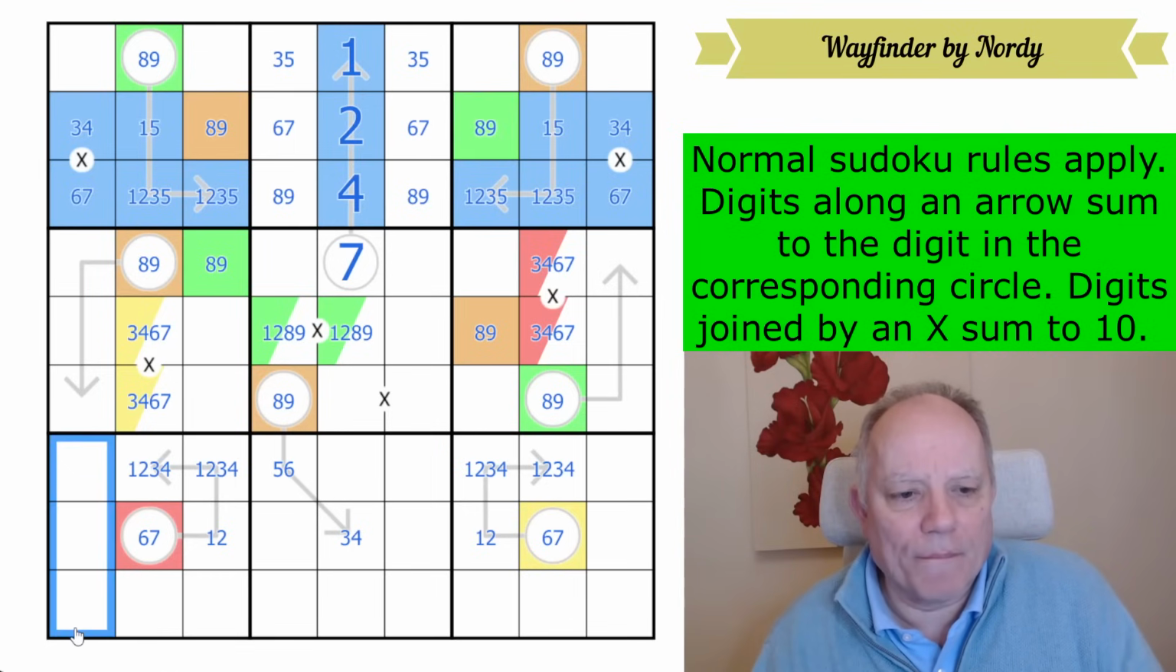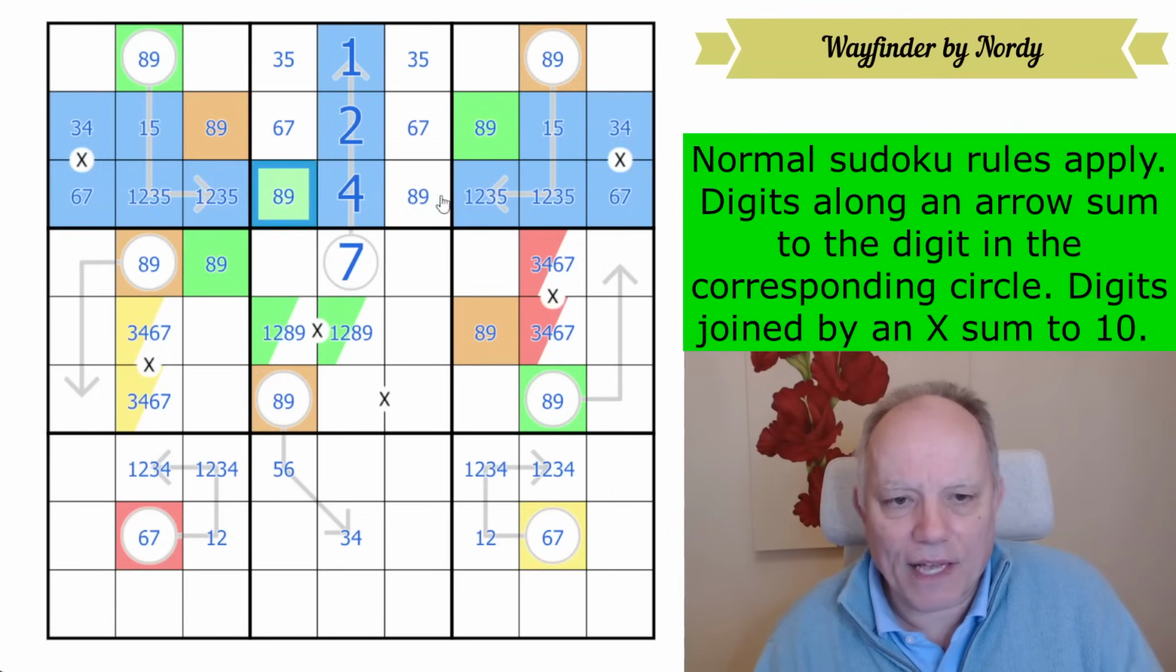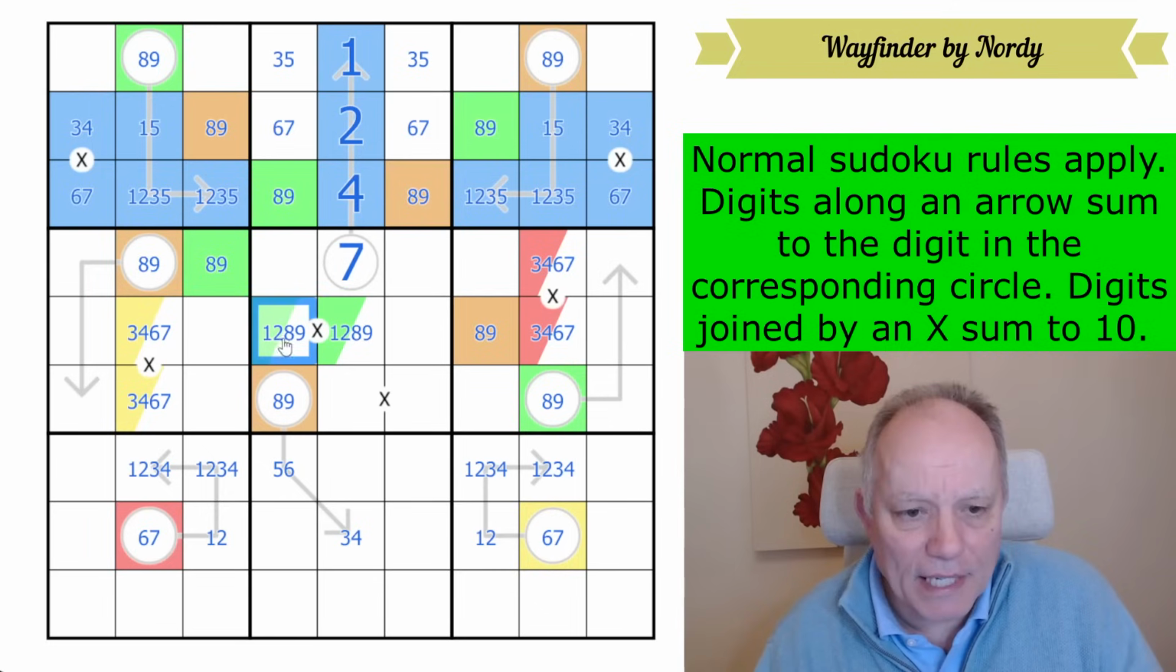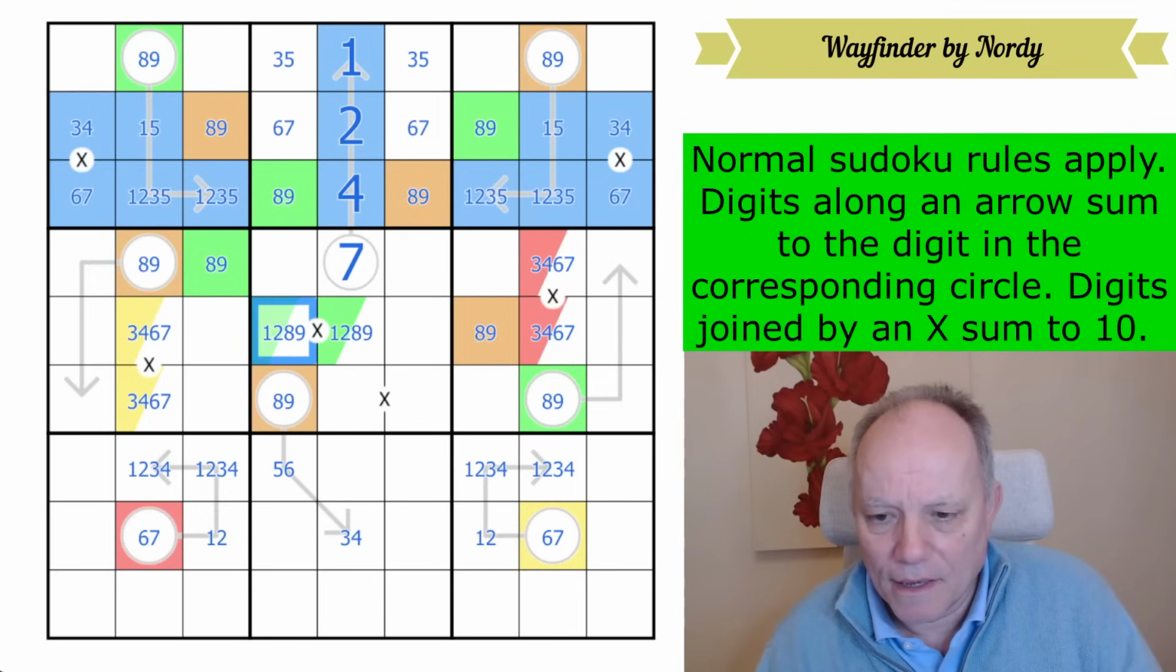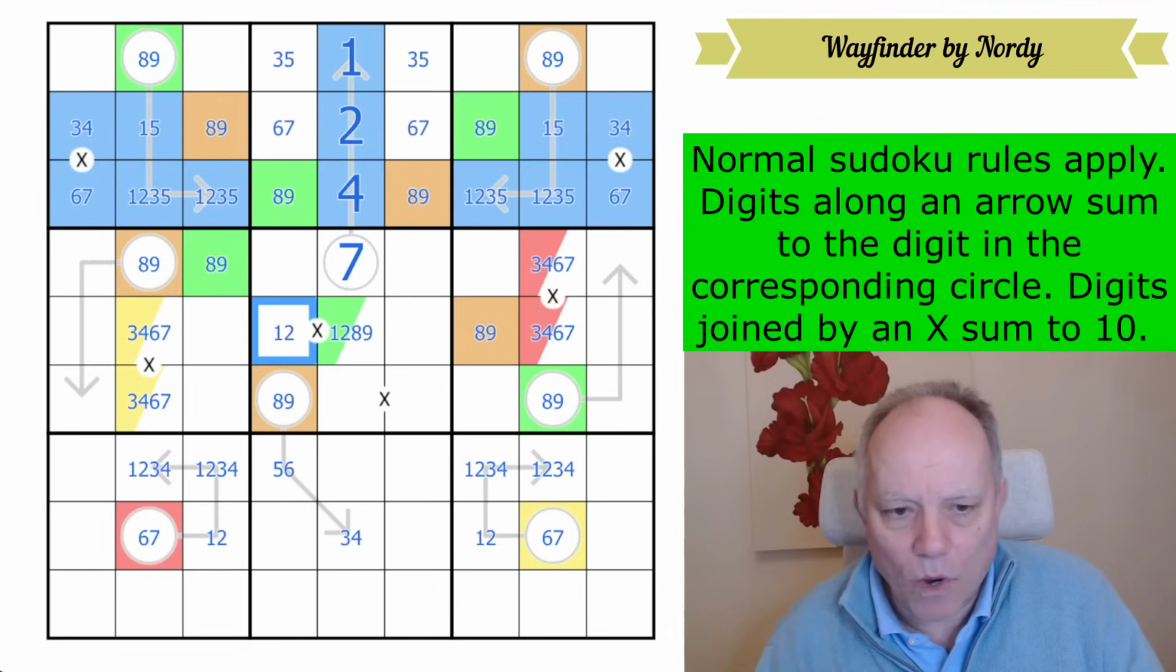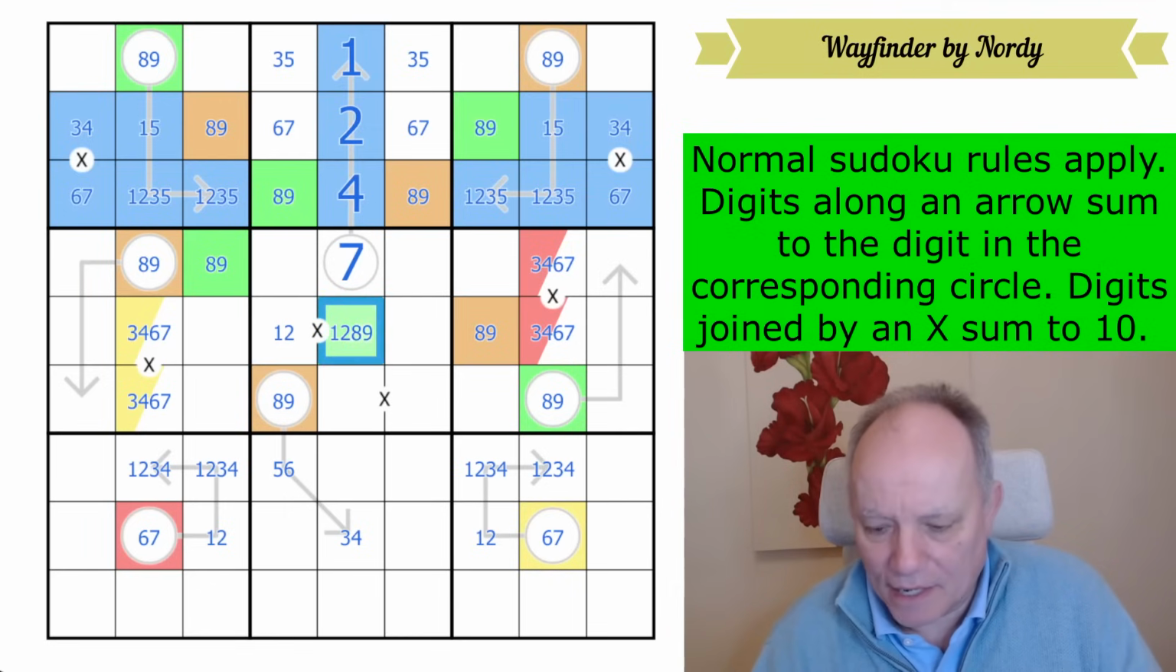Now, orange and green are both in these cells and in these cells. This is green, that's orange. I could colour those. So this isn't green. This is therefore 1 or 2, and this is green and is 8 or 9.